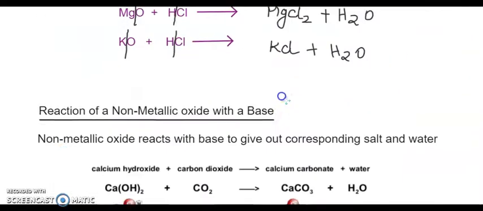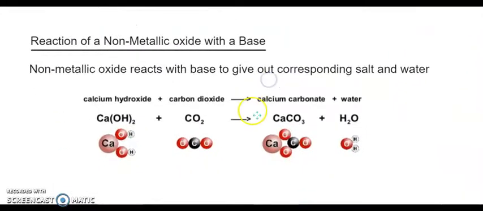Okay. The next is a non-metal oxide reacting with a base. The example of a non-metal oxide reacting with a base is calcium hydroxide reacting with carbon dioxide. Carbon dioxide is a non-metal oxide and calcium hydroxide is a base. You will get calcium carbonate plus water.